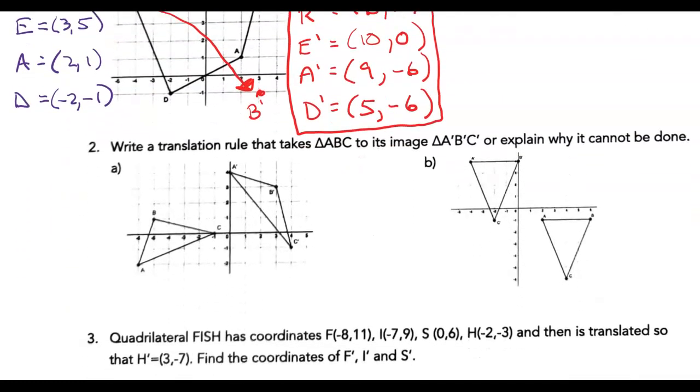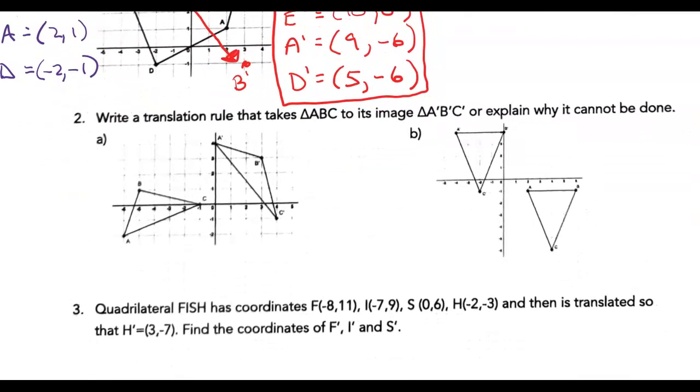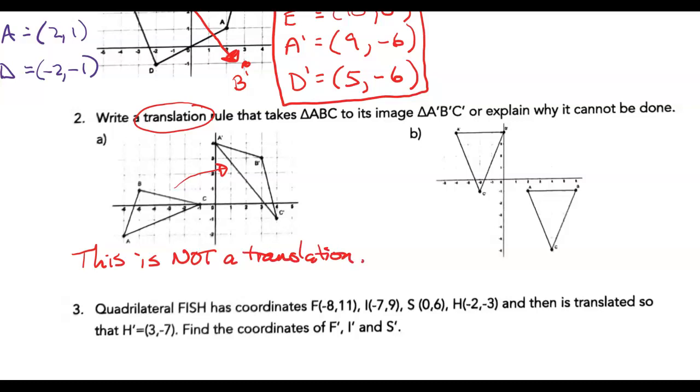Alright, number 2, it says write a translation rule that takes triangle ABC to its image, A prime, B prime, C prime, or explain why it cannot be done. Alright, so remember, a translation does not change size or shape, but we can see here the shape changed. So this cannot be a translation. So we could just write this is not a translation. All right, now we're done with that.